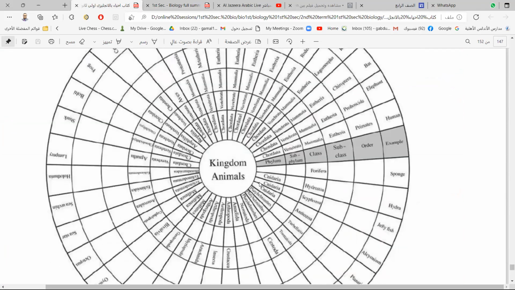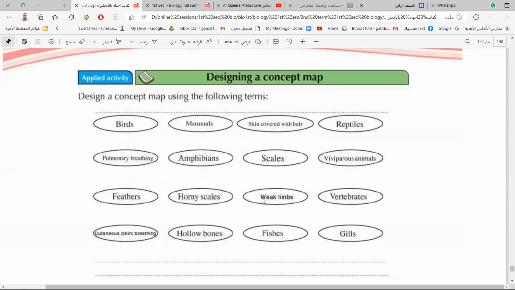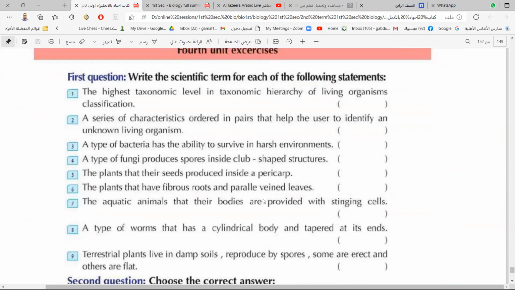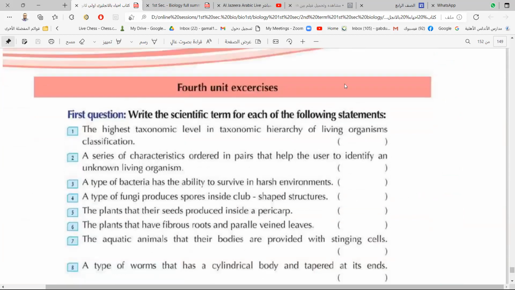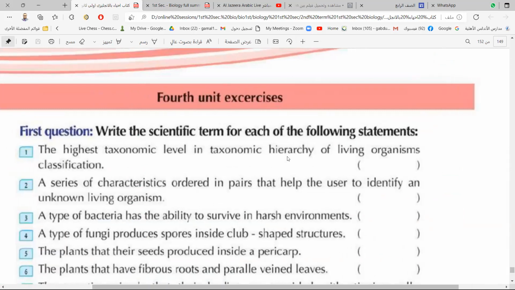Kingdom Monera, kingdom Protista, kingdom Fungi, kingdom Plantae, and finally kingdom Animalia. And we come to the end of kingdom Animalia, and we are gonna solve some exercises on kingdom Animalia. We have here some exercises, so we're gonna solve them together, inshallah. After solving exercises on classification, we are gonna, inshallah, revise the units of first term, unit 1 and unit 2. On the first term, we are gonna make a revision on it, inshallah.